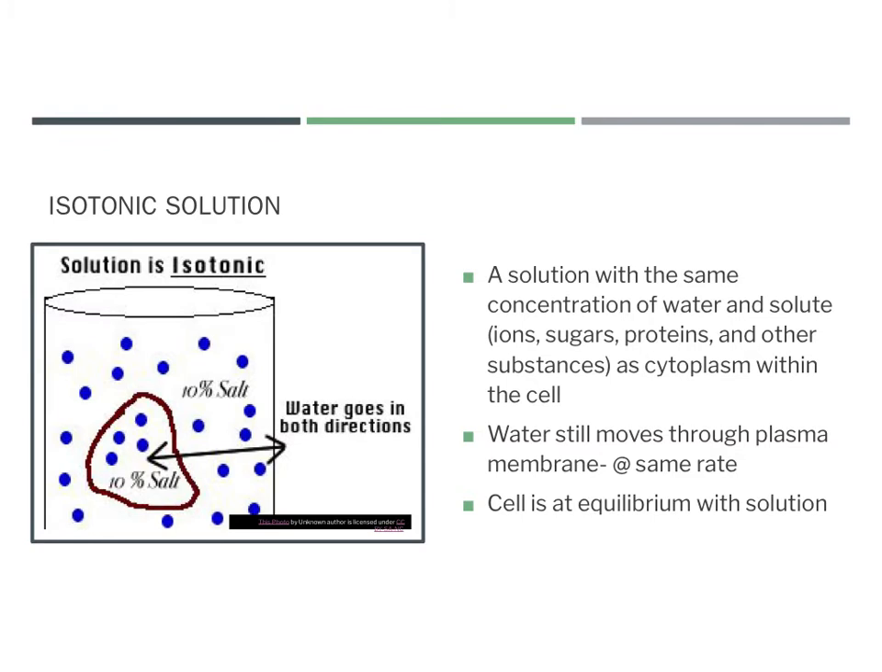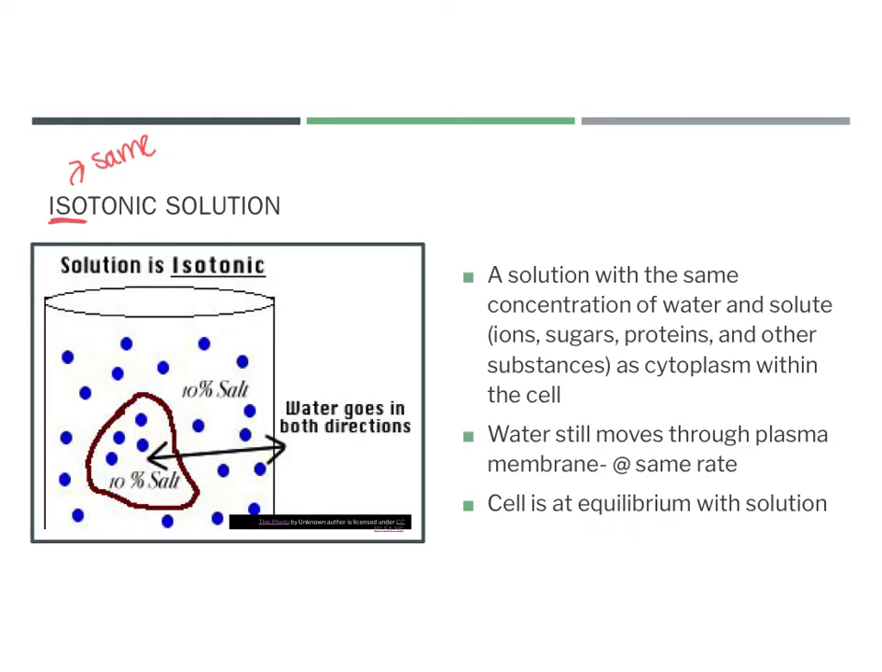The first type of solution is called isotonic. Iso means the same. What that means is that the solution, the water and the solute, is the same on the inside of the cell as it is on the outside of the cell. If you look at this picture here, inside of the cell we have a 10% salt solution, and outside of the cell we also have a 10% salt solution. So both are equal. Our inside and our outside are equal. We also call this equilibrium.